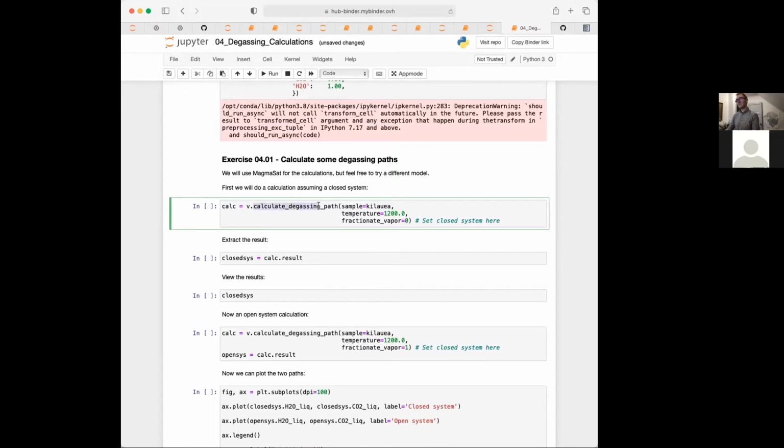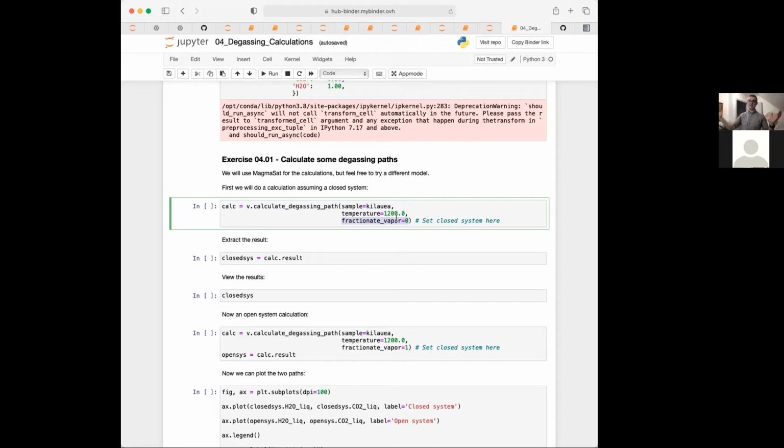And we call the calculation in a very similar way. We calculate degassing path this time. We give it a sample. We have to give it a temperature to run it at. But now we've got this new parameter, which is fractionate vapor. And this means, when we exsolve some vapor bubbles, do we want those vapor bubbles to stay in equilibrium in place with the melt? Or are we going to assume that they move off and leave the system?